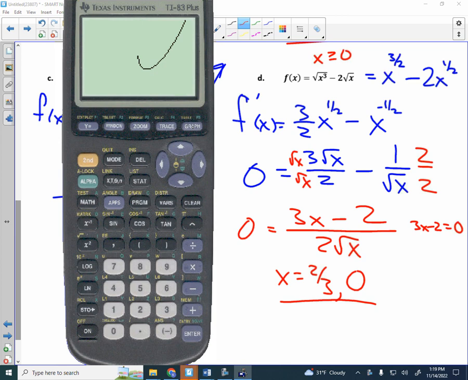Okay. So we're going to pause there. I'm going to hand you the worksheet. I'll give you the rest of the homework tomorrow. But you are finding these critical numbers. You've seen 4 examples.